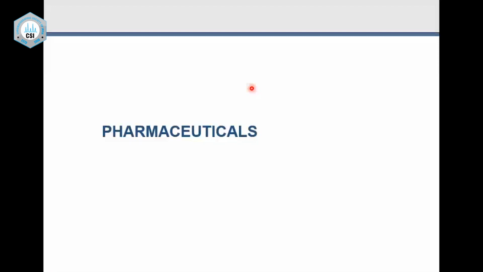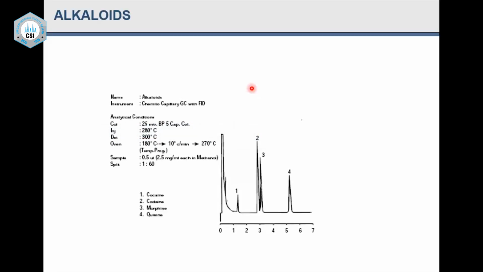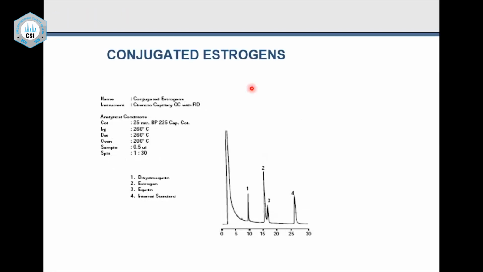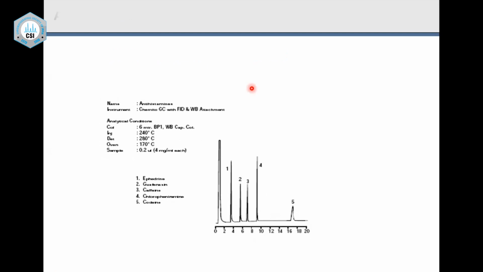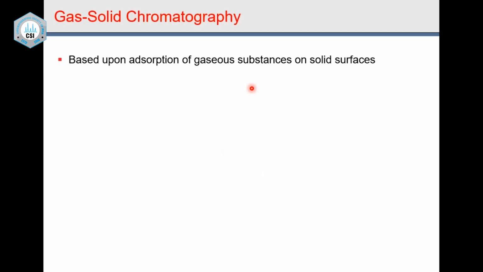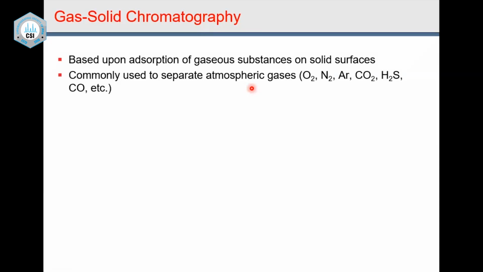Pharmaceuticals are one area, but many pharmaceutical compounds are mostly analyzed by LC because they thermally degrade. But some of them, like alkaloids, conjugated estrogens, and antihistamines, are volatile and can be analyzed by GC. Gas solid chromatography is generally used for gaseous mixtures or low boiling hydrocarbons, C1 to C4 hydrocarbons. They can be analyzed by using gas adsorption chromatography.